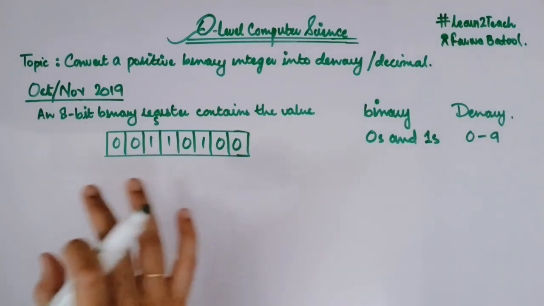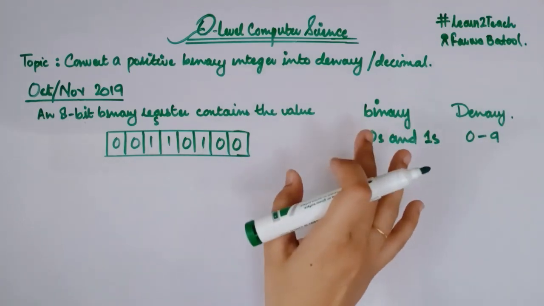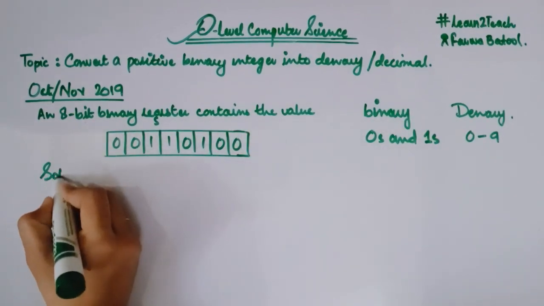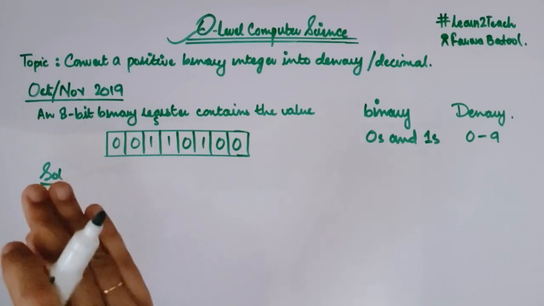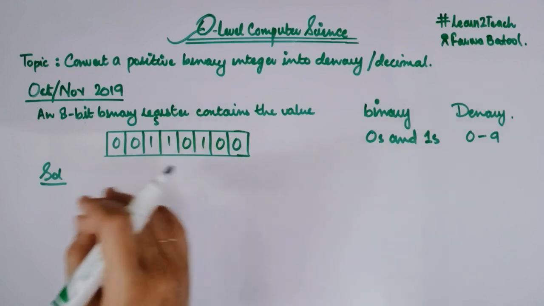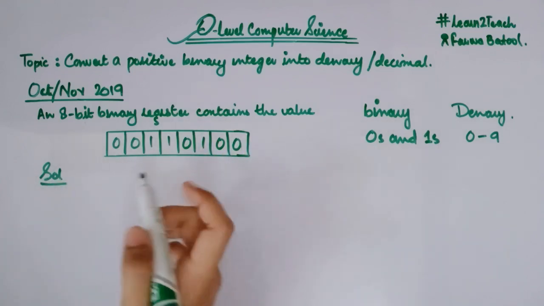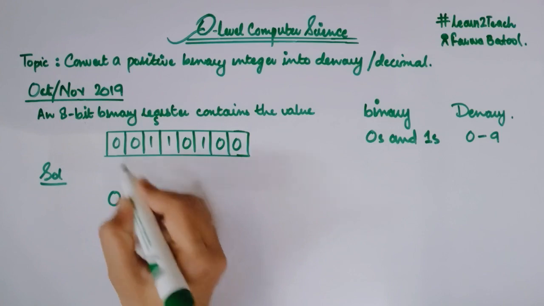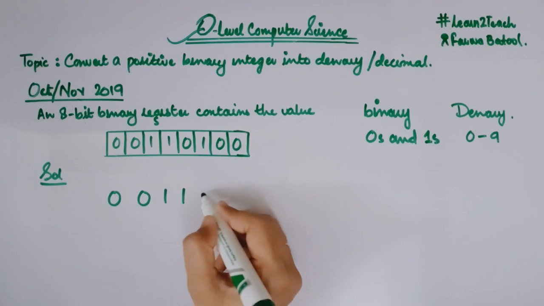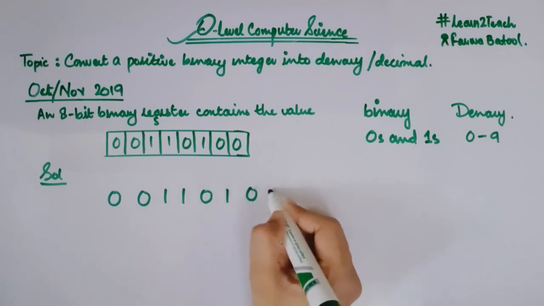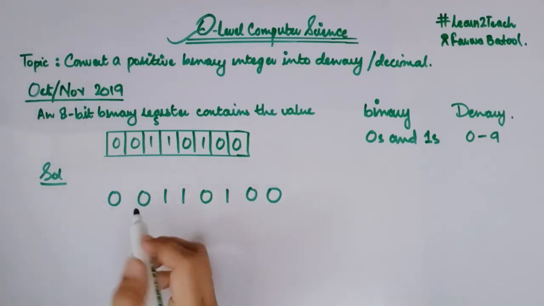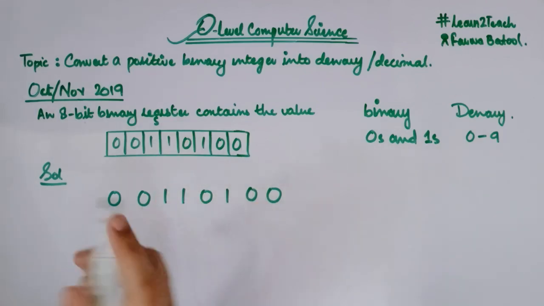How can we convert it? It is very simple. What you need to do, just write this number again. Let me solve it over here, keeping in mind that you are not allowed calculators, right? So you need to convert it manually. No need for a calculator over here. Okay, let me write this number again: 0 0 1 1 0 1 0 0, right? So this is my given binary integer.